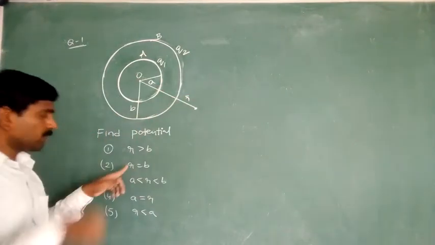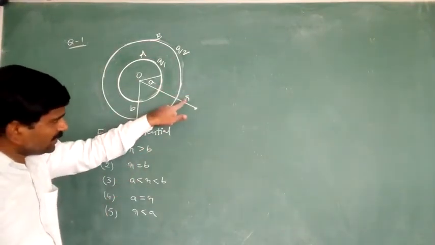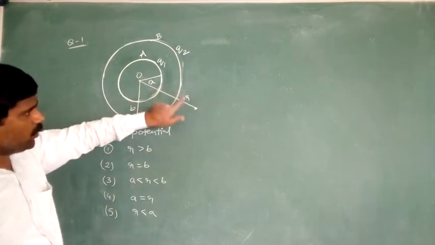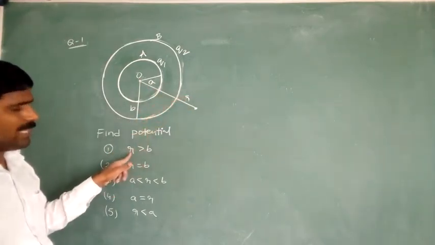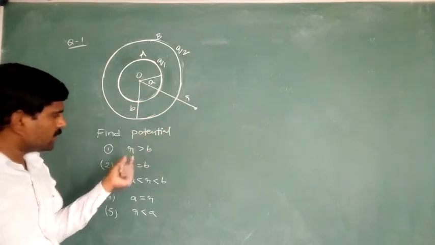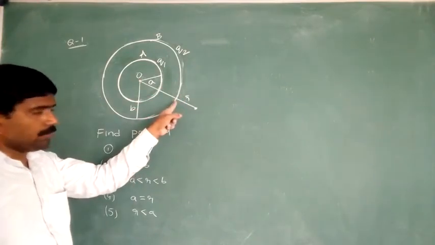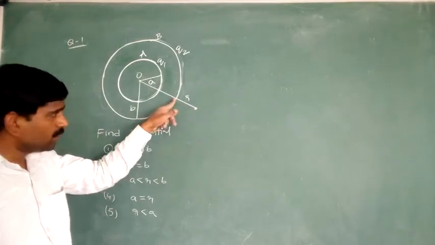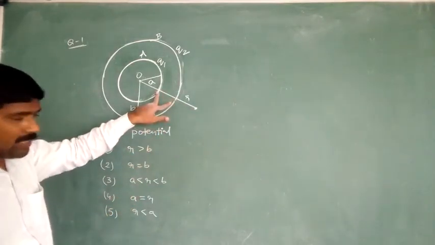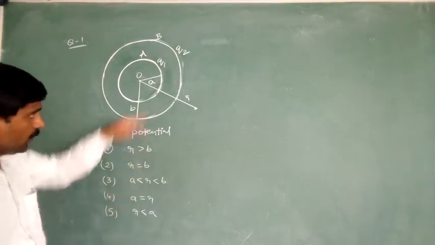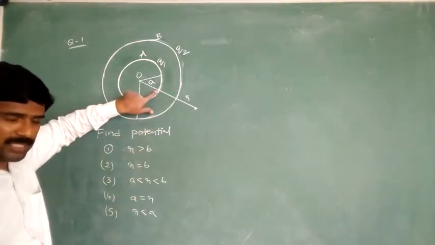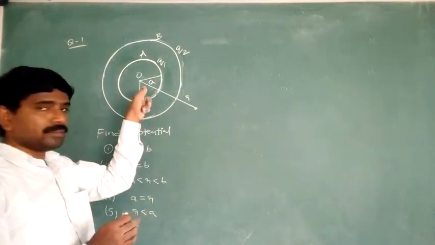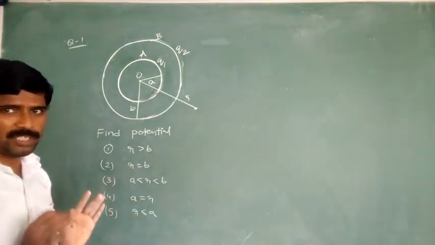Here, this distance r changes. In this particular situation r value is more than that of b. If r is equal to b, the point is on the surface of the second shell. Third, in between these two shells. Fourth, on the surface of the first shell. And fifth, inside of both the shells. Find out the potentials.